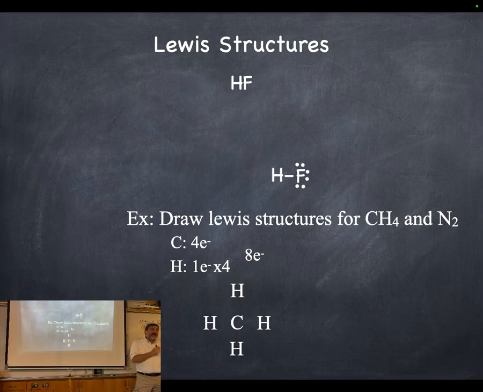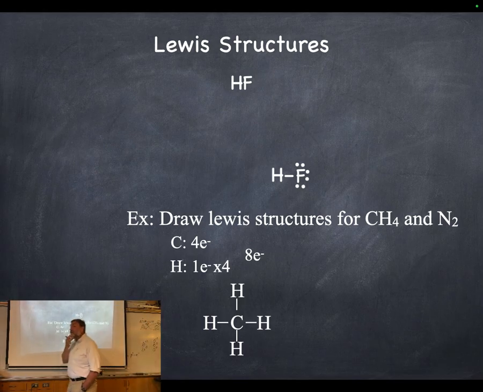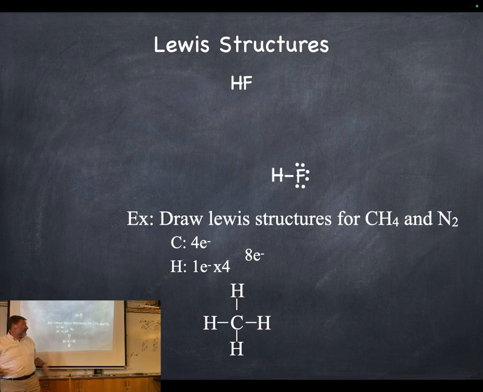Each carbon and hydrogen get a line indicating a pair of electrons holding the carbon and the hydrogen together. So I draw a line. 1, 2, 3, 4. Draw 4 lines. How many electrons have I used up to form those bonds? 8 electrons. That's all the electrons I have. So hopefully this works.